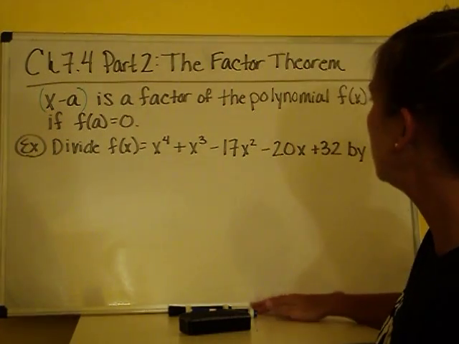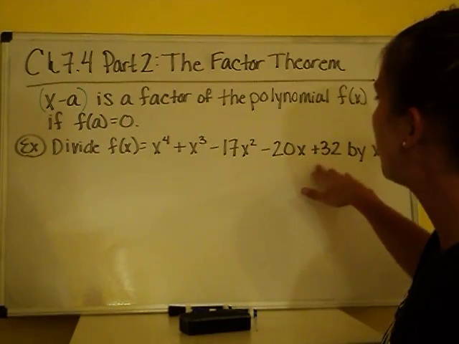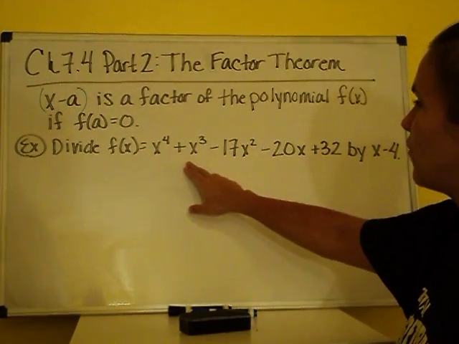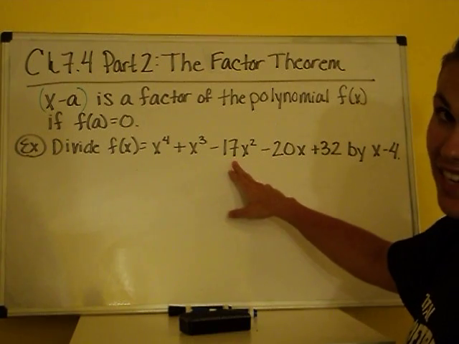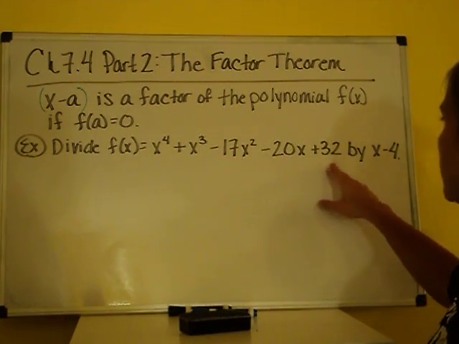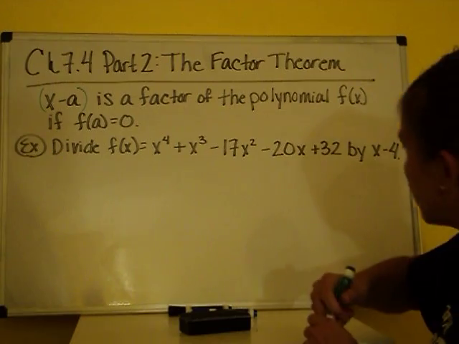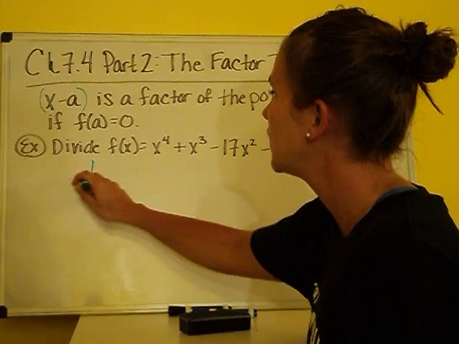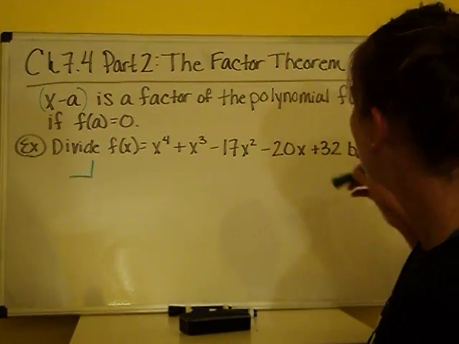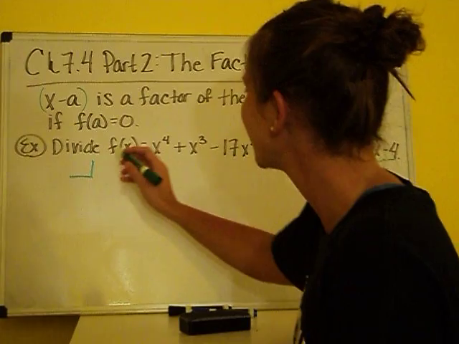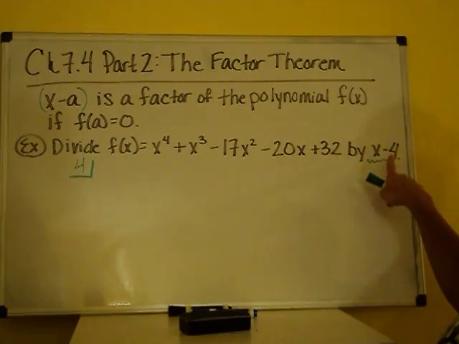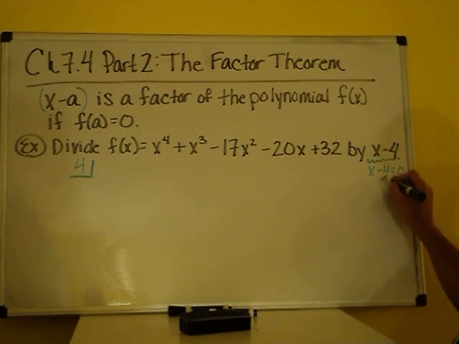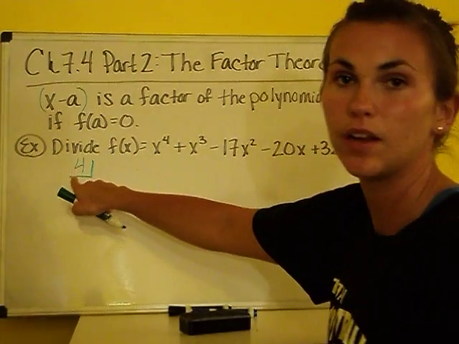So here we have this long, beautiful polynomial. Divide f of x equals x to the 4th plus x cubed minus 17x squared minus 20x plus 32 by x minus 4. If we have x minus 4, that means that our 0 is going to be what? If you guessed 4, you're correct. 4 is going here because if we set x minus 4 equal to 0, then x equals 4. And that number is what goes in here.